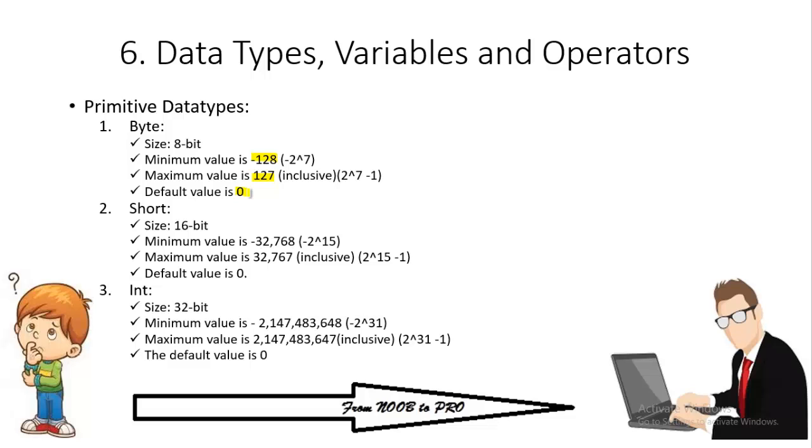Next data type is short. The size is 2 bytes or 16 bits. So if you want to store data with a value of -32,768 to +32,767, use this data type. And if you do not assign a value, the default value is again 0.